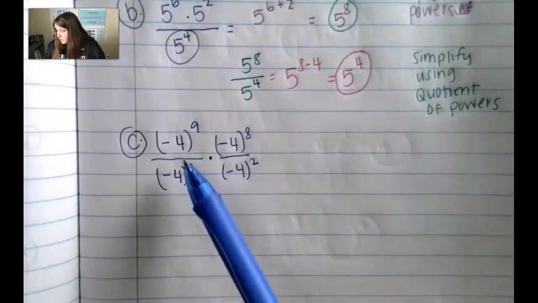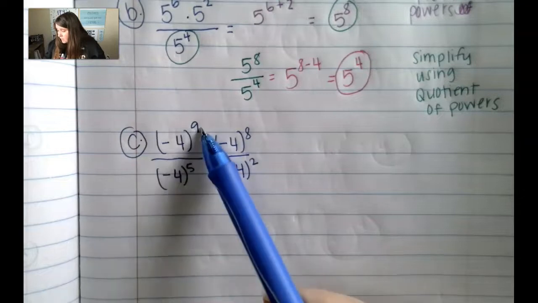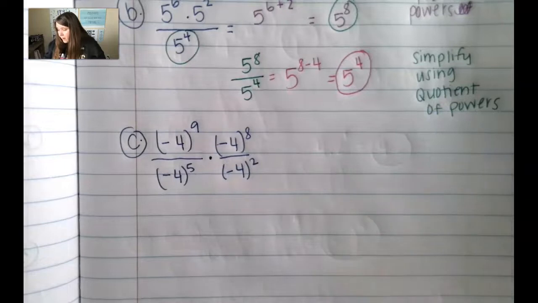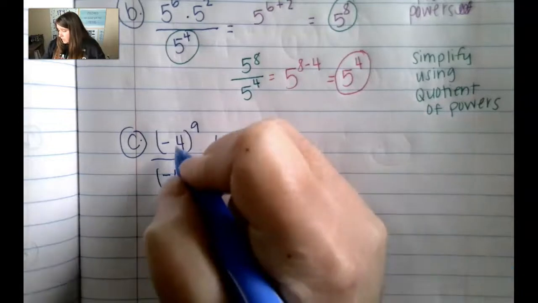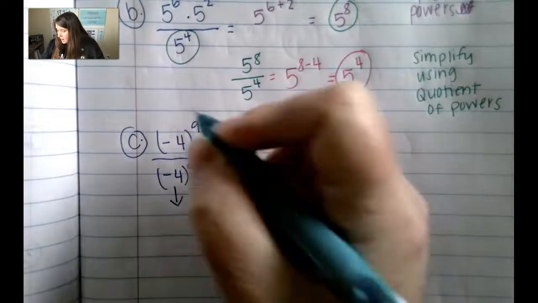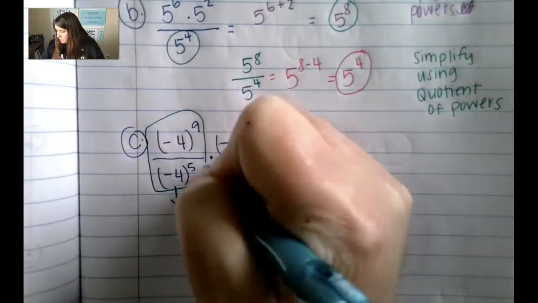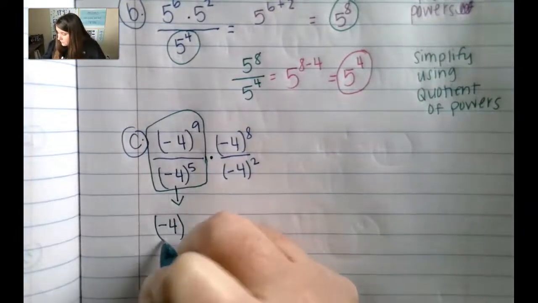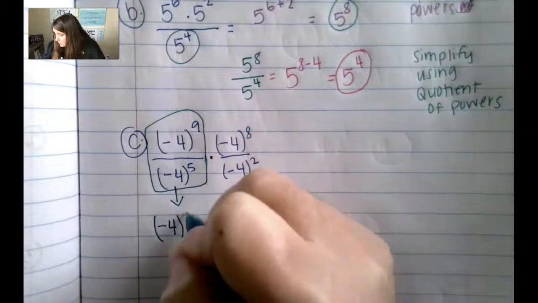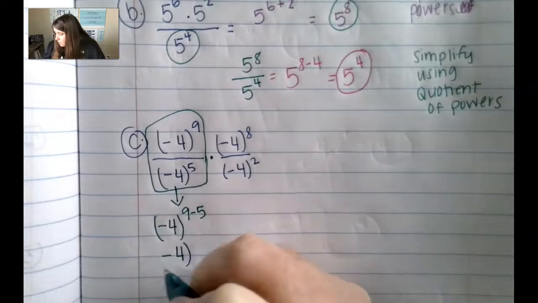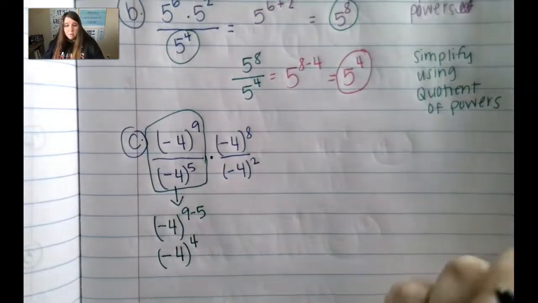So I'm going to first start with negative 4 to the 9th divided by negative 4 to the 5th. And I'm going to use the quotient of powers so I can just subtract and have one number to work with. So in this example, I'm just going to draw an arrow because I'm going to solve this part first. This base is negative 4, and I'm going to subtract because it's division. 9 minus 5. So this gives me negative 4 to the 4th power.